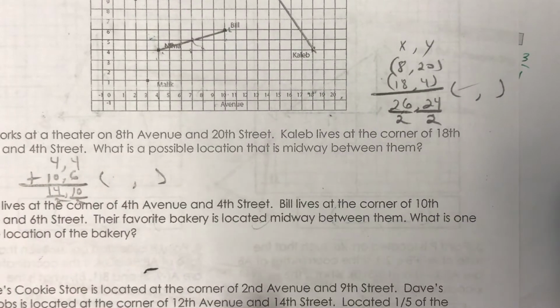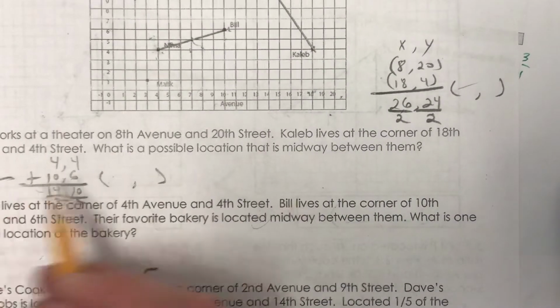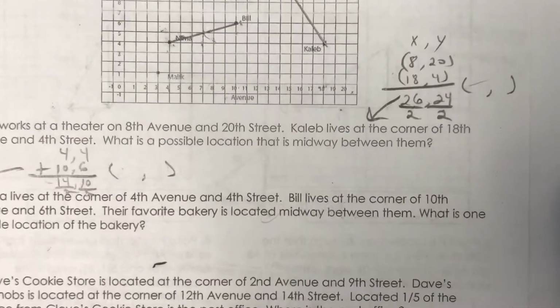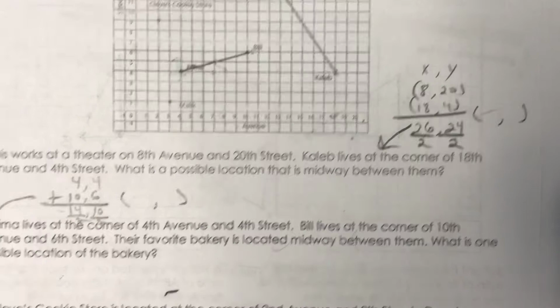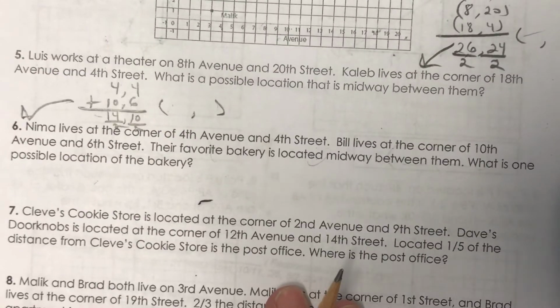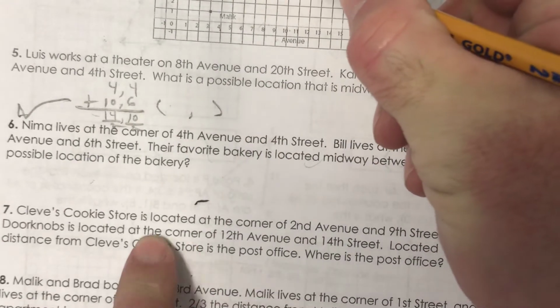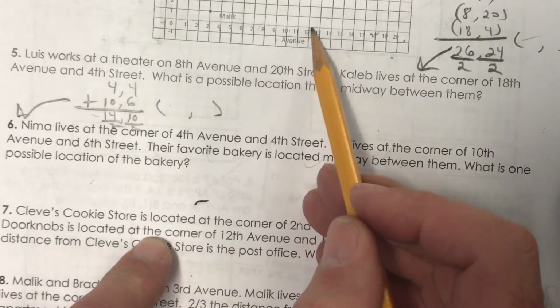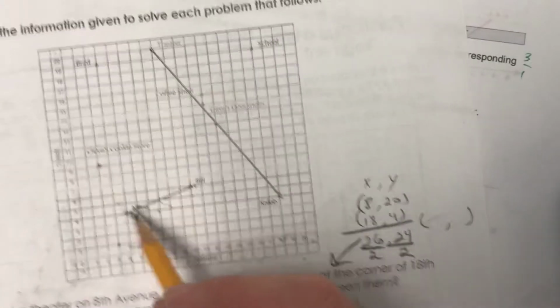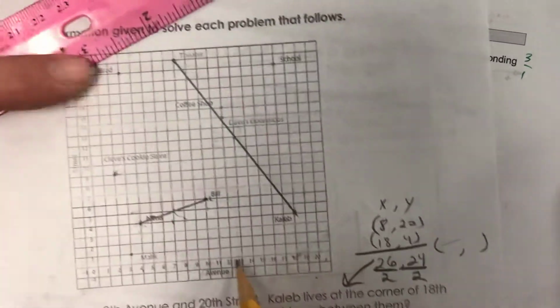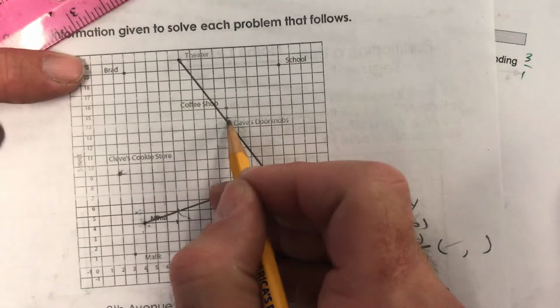Oops, and actually, this one goes here. Make sure we're on. This one goes here. Okay. 7. Cleve's Cookie Store is located at the corner of 2nd Avenue and 9th Street. 2nd and 9th is right there. Dave's Doorknobs is located at 12th and 14th. 12th and 14th. So we're going to go from Cleve's to Dave's. 12th and 14th is right there.